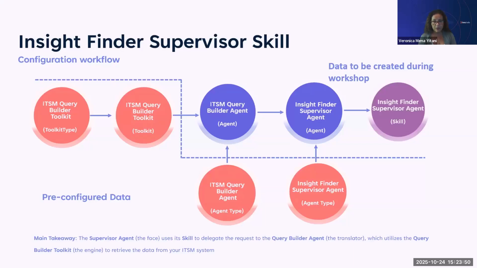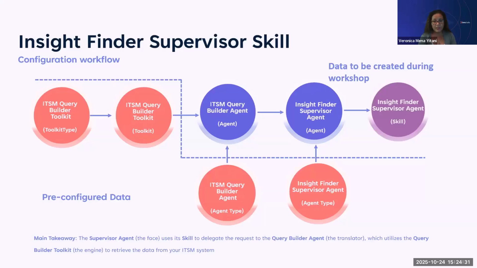Once the data connection is secure, the next step is to define the roles of the AI workers. We define the ITSM Query Builder agent type and the Insight Finder Supervisor agent type. These agent types are the blueprints that dictate the specific functions and behaviors of the deployed agents. Then, we deploy the specific AI workers. We simply need to create the deployed instances, the ITSM Query Builder agent and the ITSM Insight Finder Supervisor agent. These agents are the conversational interface and the data translator, now ready to be assigned specific tasks.